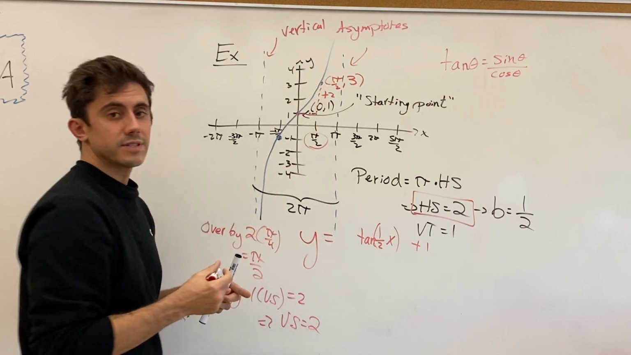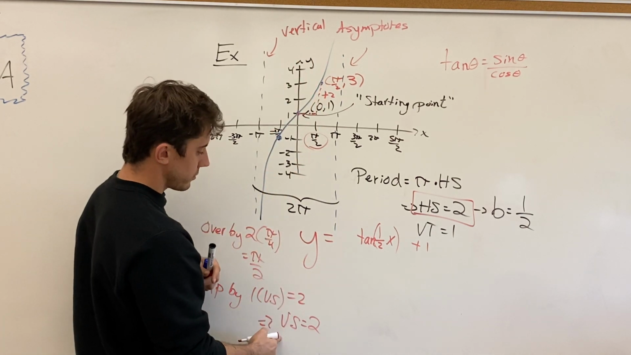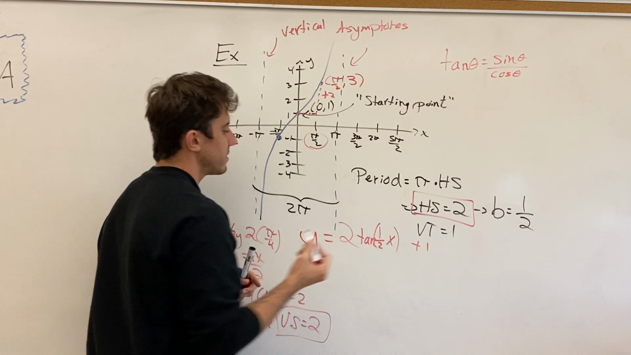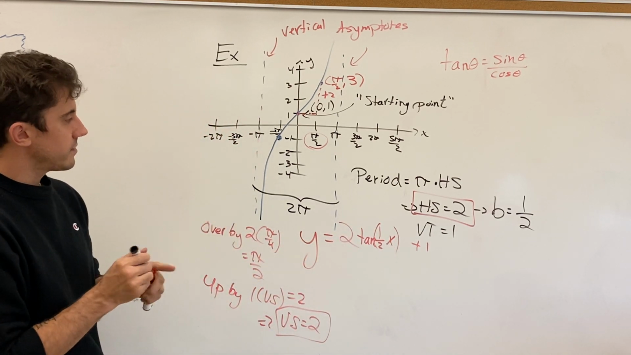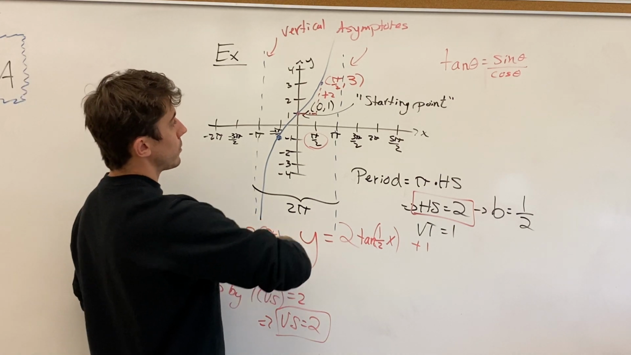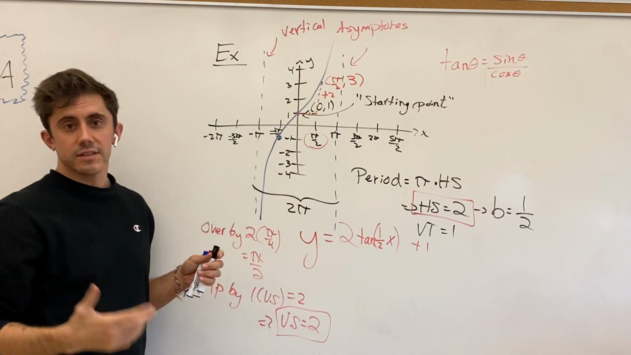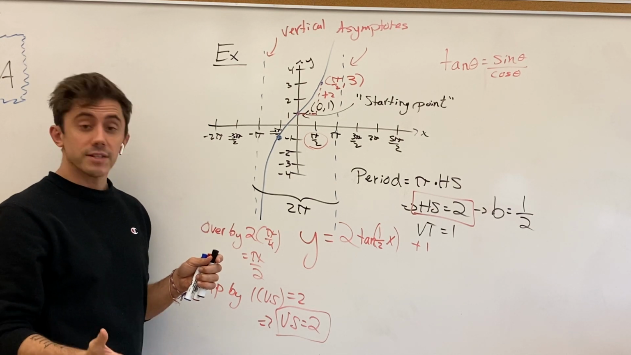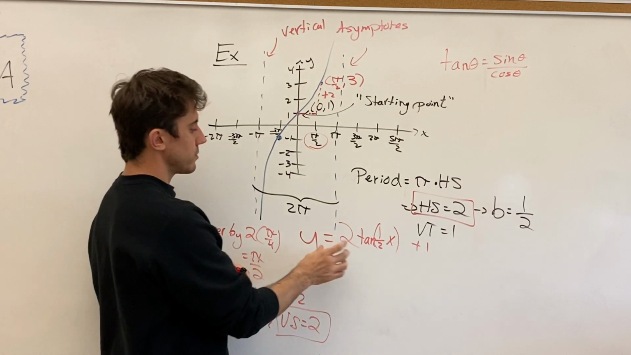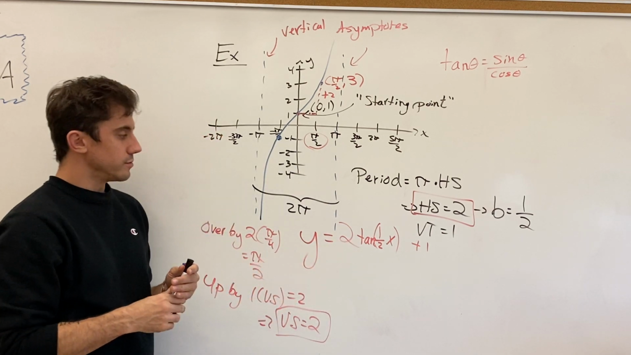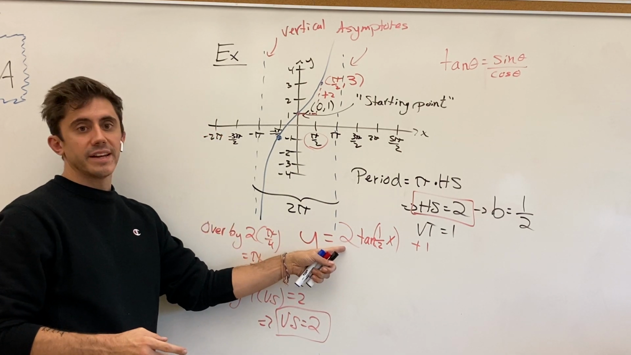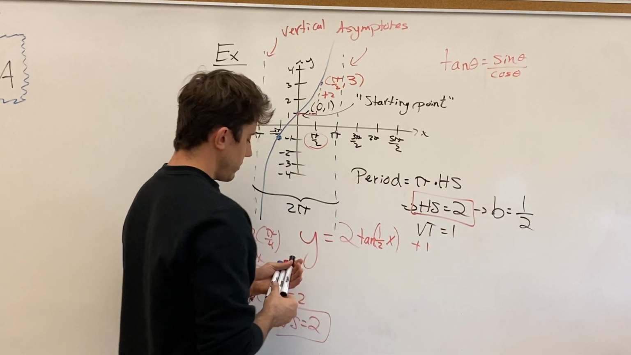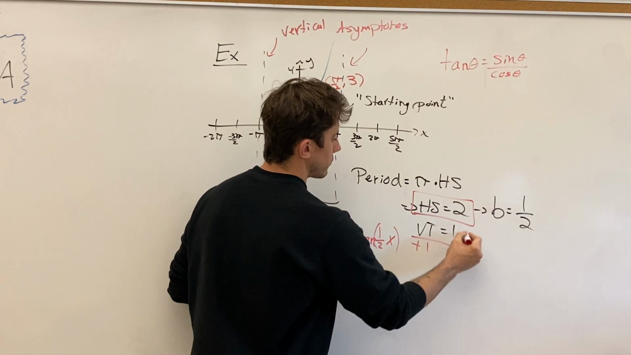We went up by 2 instead of 1, and so we get a vertical stretch of 2, and so we can tack that in front of the tan. This does go from low to high, which is symbolic of a positive tan function, and so there's no reflection in the x-axis to note in negative up front here. And so we've taken care of our horizontal stretch, we've taken care of our vertical translation.